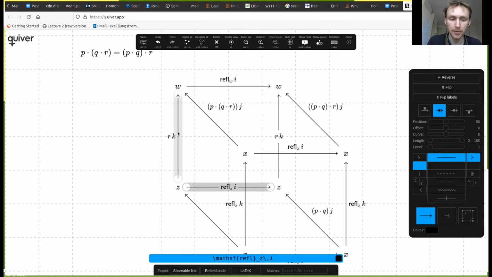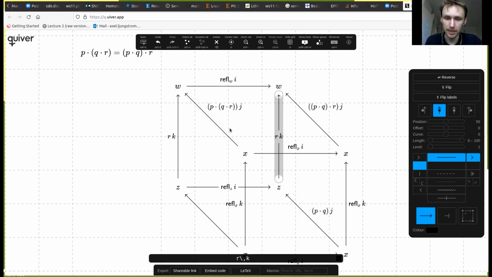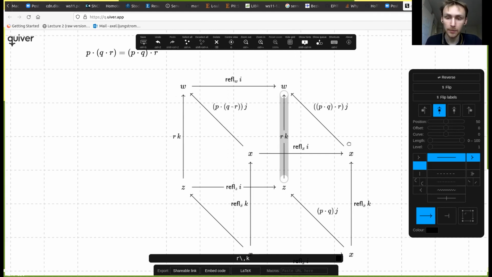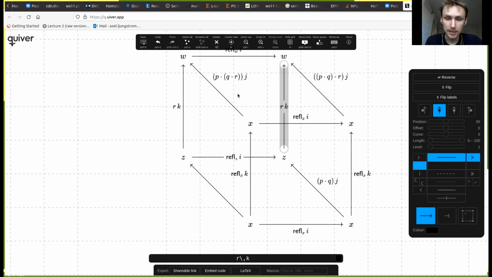Okay, let's look at the back side now. We have a nice square here with refl on the top and bottom. And then we have the same path going up on both sides. That has a filler. The filler of this back side here is just RK. So the back side is filled by just RK. The front is filled by just refl. The right hand side was filled by definition of the filler for path composition.